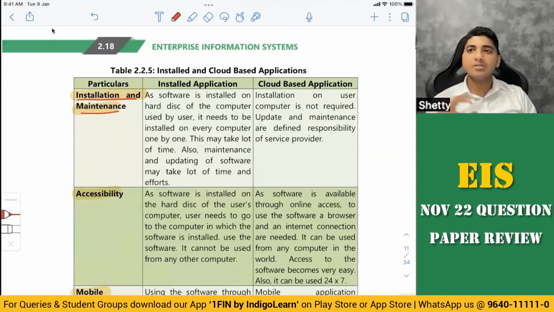Sometimes what happens, an installed application will say, I want 4 GB RAM, or I want, let us say, 12 GB of hard disk space. So as and when the space goes on reducing, the software will start fumbling. It will give you slow results. Whereas in a cloud-based application, you may be using a mobile phone, a very, very 5,000 rupees phone also. But still, because the application is not installed in your phone, the processing will always be faster and you don't have to maintain anything. The maintenance will be taken care of by the service provider.